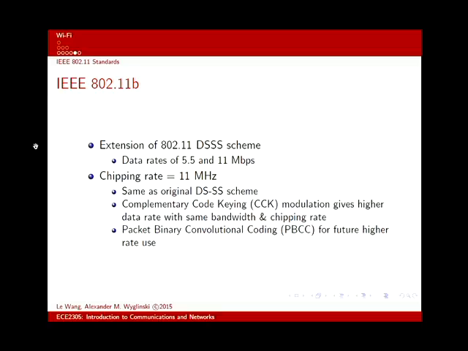And then B, the more successful of the two, uses something called complementary code keying modulation. What's so special about CCK? Why do we care about having CCK at 2.4 gigahertz? What is special about 2.4 gigahertz? I know, a lot of questions. Let me give some answers.